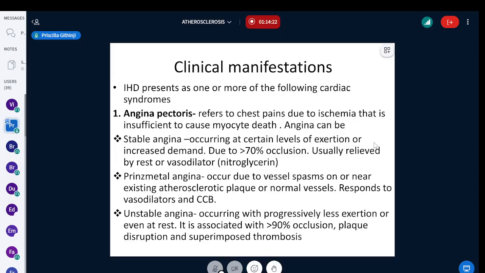So the first presentation is what we refer to as angina pectoris. When you're asked to discuss cardiac syndromes, you start with angina pectoris. Angina pectoris refers to chest pains due to ischemia that is insufficient to cause myocyte death. Yes, you have reduced blood flow, but this has not reached the point of myocyte death. This is now the stage where we refer to the critical stenosis we were referring to.